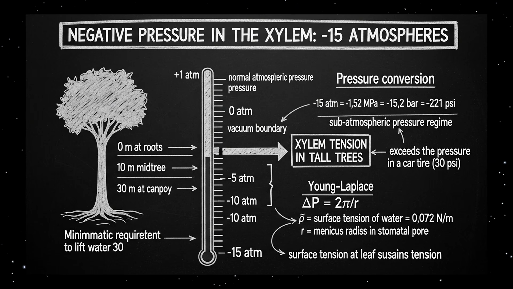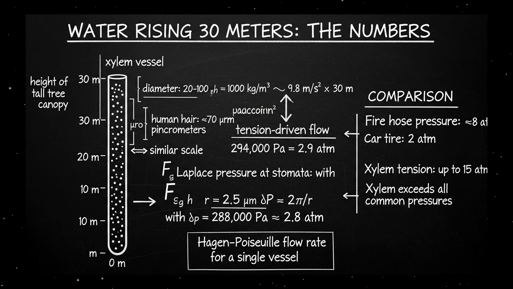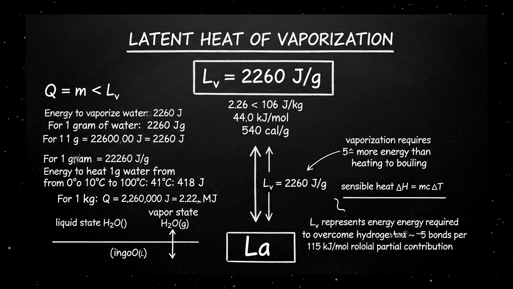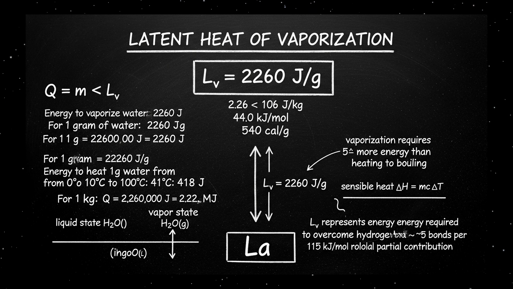In a tall tree, this column can be under tensions exceeding -15 atmospheres, a force strong enough to pull water 30 meters vertically through tubes narrower than a human hair. As each water molecule evaporates from the leaf surface into the surrounding air, it undergoes a phase transition from liquid to gas. That transition requires energy, specifically the latent heat of vaporization, approximately 2,260 joules per gram of water.